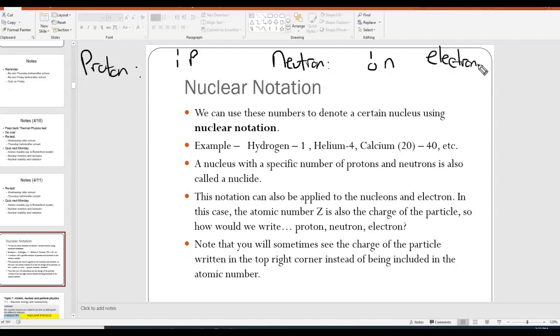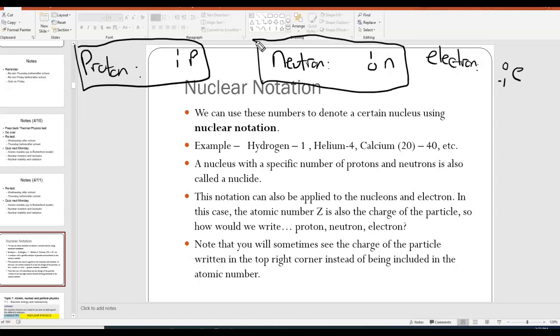And then the electron, again in nuclear notation, is a lowercase e for electron, 0 because the electron is not a nucleon, so it has a mass number of 0, and then -1 down in the bottom left. The negative is just because the electron has a negative charge. So make sure you understand how to write the proton, neutron, and electron in nuclear notation. We're just going to do a few more examples and we'll be done with this video.